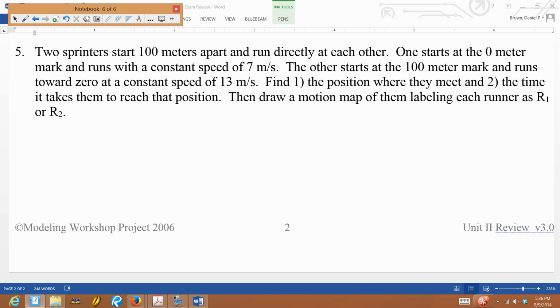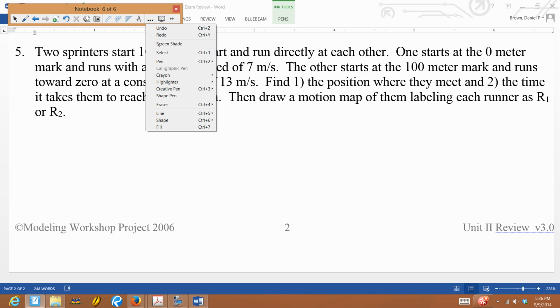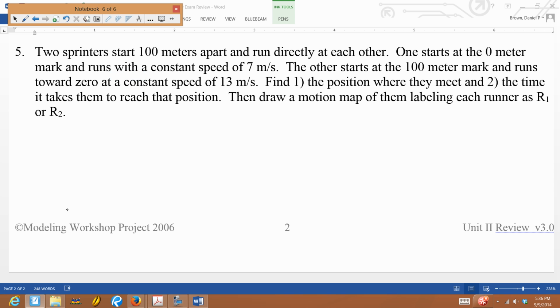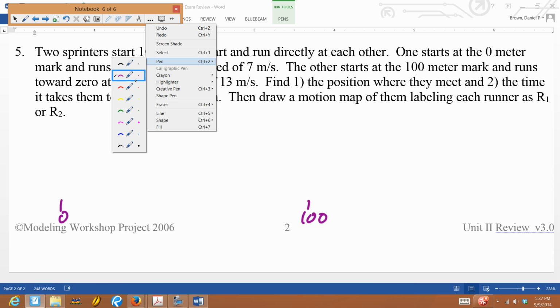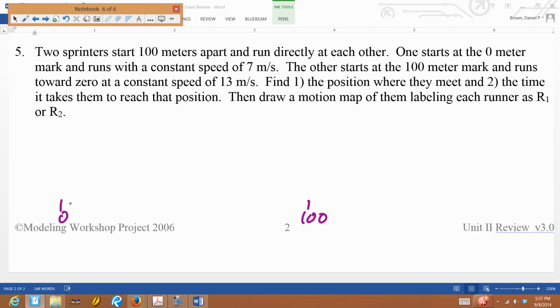I'm going to start with the motion map because it's going to help me understand what's going on here. So I'm going to draw, here is my 0 mark, and here's my 100 mark, and I will draw the slower person starting at 0 and moves at 7 meters per second. I'm not sure exactly how many seconds it will take, but I'll just draw some arrows here to start with.